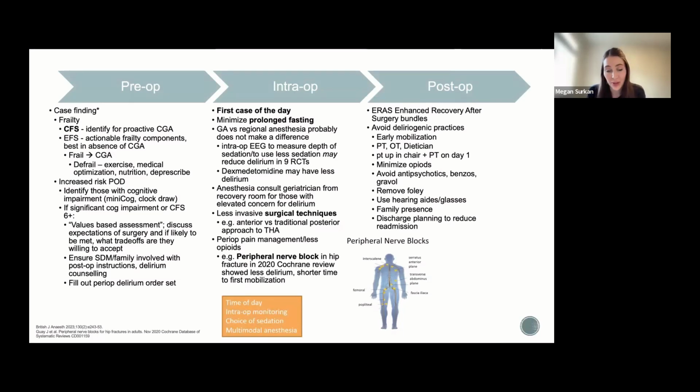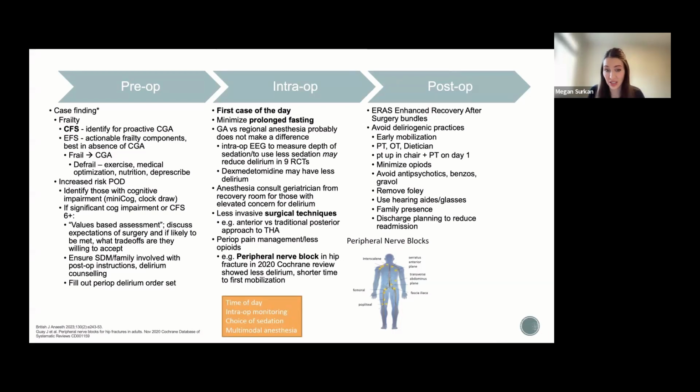Another thing that's done in some other centers is that anesthesia will notify or consult the geriatrician in the hospital from the recovery room if they're worried about someone who looks high risk for delirium. Other things that can be done include less invasive surgical techniques. One example is the anterior approach for total hip arthroplasty, which has reduced recovery time compared to the traditional posterior approach.